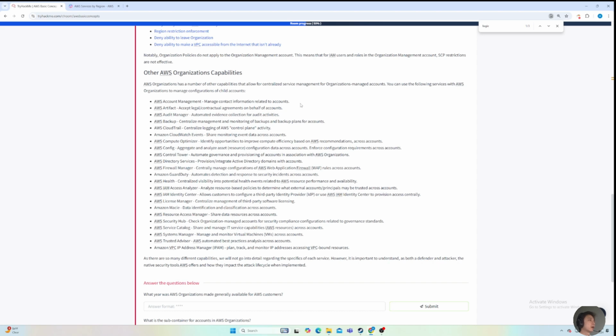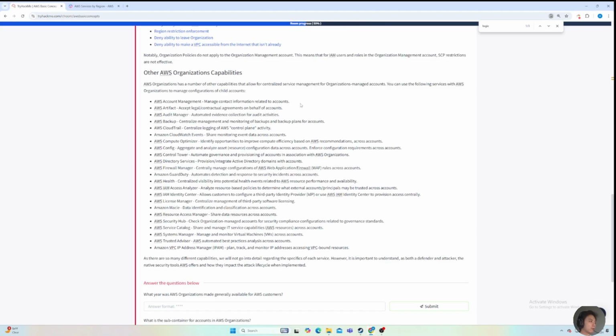AWS Config, aggregate and analyze assets and resource configuration data across accounts. Enforce configuration requirements across accounts. AWS Control Tower, automate governance and provisioning of accounts in association with AWS Organizations. AWS Directory Service, provision or integrate Active Directory domains with accounts. AWS Firewall Manager, centrally manage configurations of AWS Web Application Firewall, or WAF, rules across the accounts.